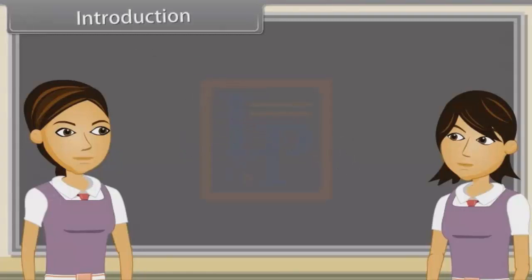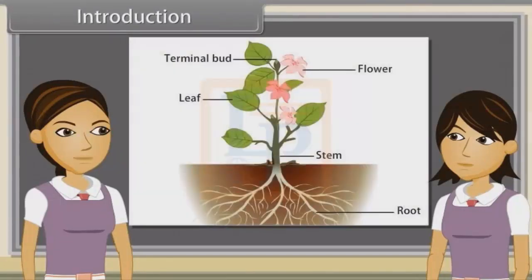Introduction. When we observe a plant, we see that every plant has roots, stem and leaves. Plants also have flowers and fruits. We have already discussed characteristics, types, modifications and functions of roots, stems, leaf and inflorescence. Now we will study flowers.